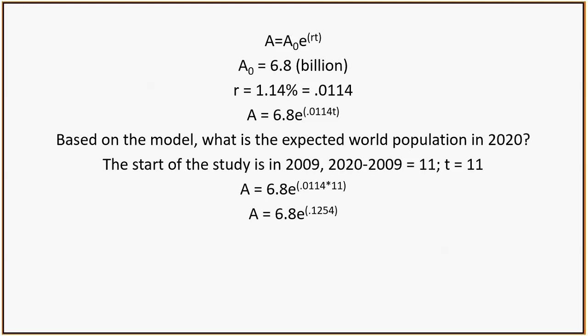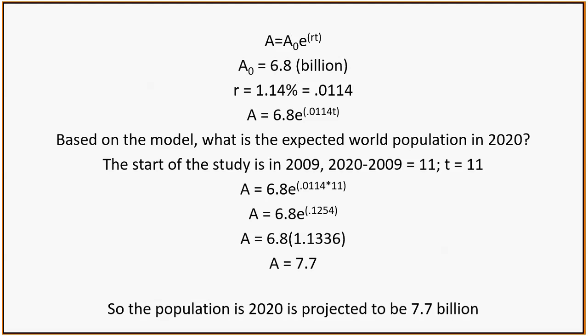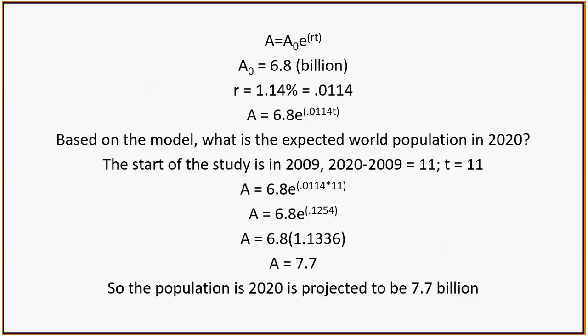0.0114 times 11 is 0.1254, and e to the 0.1254 is 1.1336. And then we multiply that by 6.8, and we get 7.7. So the population in 2020 is projected to be 7.7 billion.